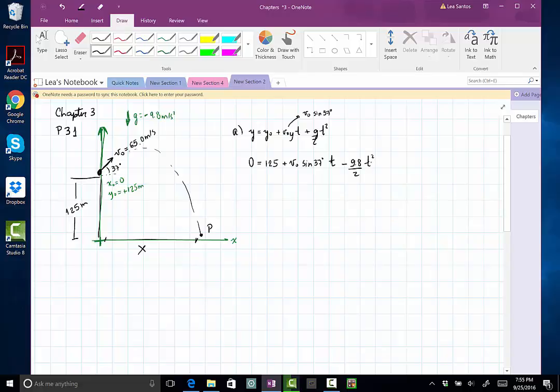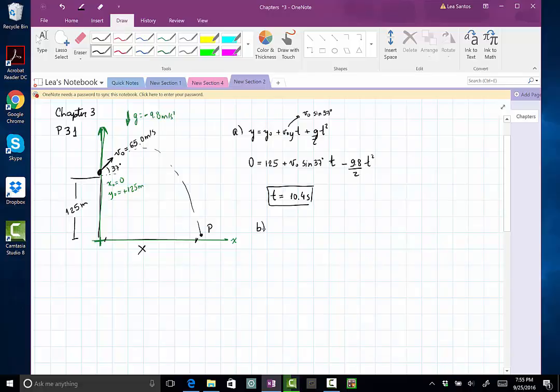So this is a quadratic equation. You will find two solutions, and you're going to select only the positive solution. The positive solution for these numbers here is something like 10.4 seconds. Alright, very good. Let's go to part B.